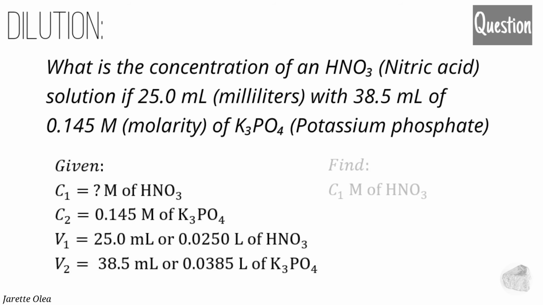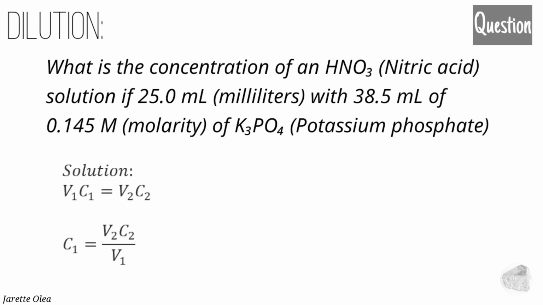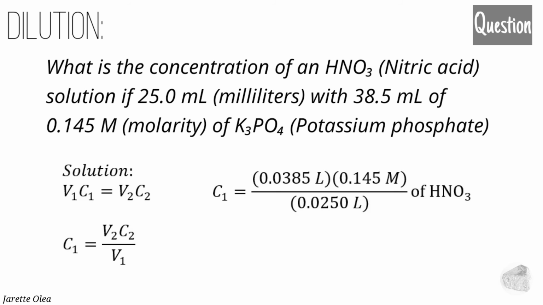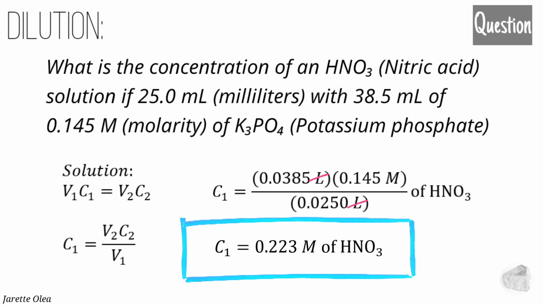We need to find out the initial concentration of nitric acid. We can start by deriving the formula for C1, the molarity of nitric acid. Substituting the respective given values here, we can cancel out the liters of potassium phosphate and also the volume of nitric acid. We are left with the molarity unit required of nitric acid, as we also cancel out potassium phosphate itself. Continuing the calculations, we arrive at 0.223 molarity of nitric acid, and that is our final answer.